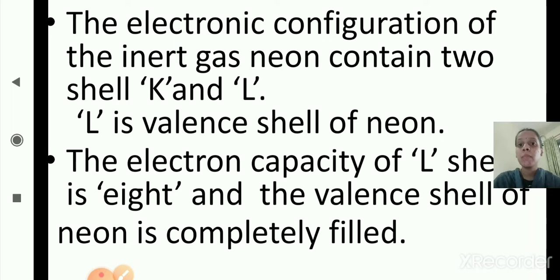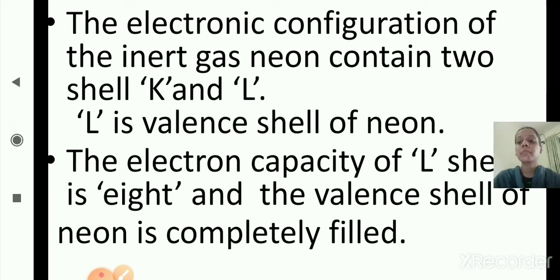And in helium, there is only one shell, that is K shell. So the outermost shell or the valence shell is K shell. But in the neon atom there are two shells, K shell and L shell. So the outermost shell is L shell, and it is also called the valence shell, because we have studied that the outermost shell is called the valence shell, and the electrons present in the outermost shell are called valence electrons. I hope you are clear till here.